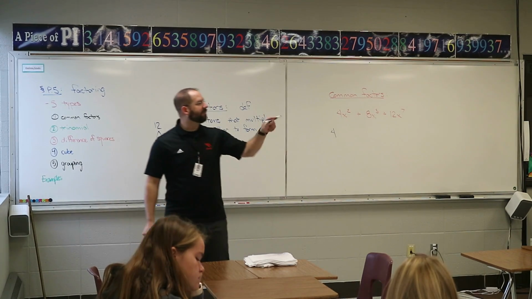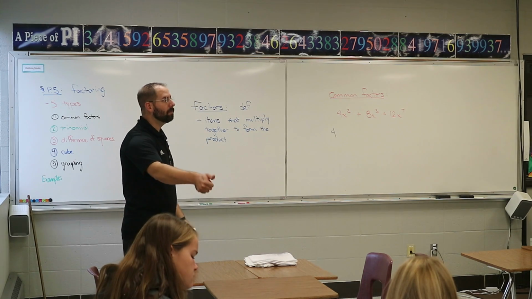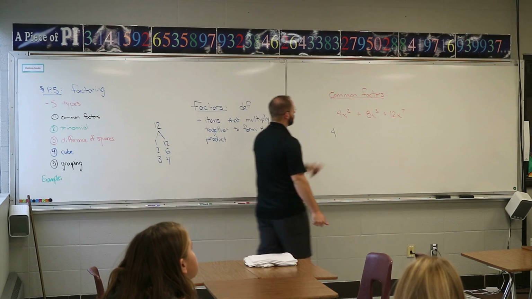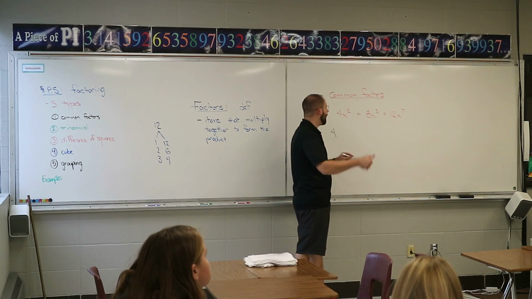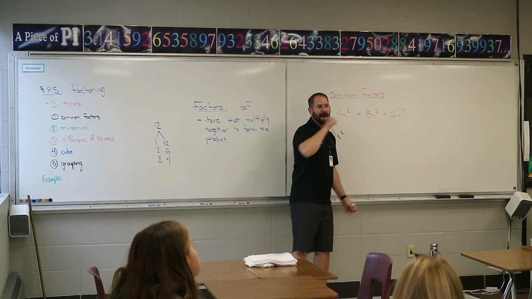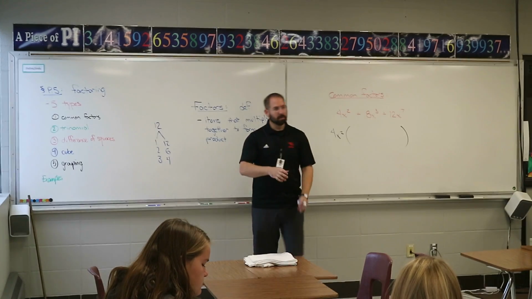Now, are there any variables that all 3 of them share? An x squared. At minimum, 2 x's. Minimum 2 x's, because this one has 3, that one has 7, so they at least all have 2 of them. That is a common factor. So you're going to pull that item out of one parenthesis. You're going to pull it out.